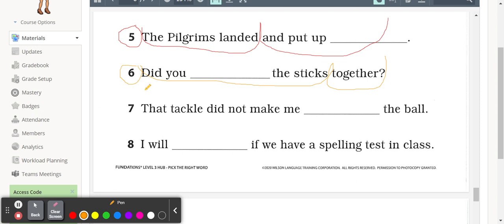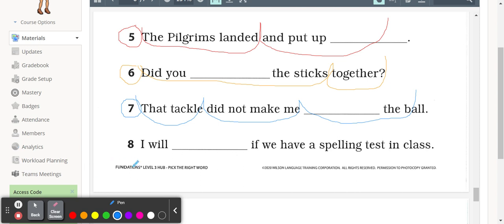It's just one way to scoop it. Number 7, that tackle did not make me blank the ball. If you drop the ball, you write fumble the ball. Fumble, FUM, BLE, fumble. That tackle did not make me fumble the ball.